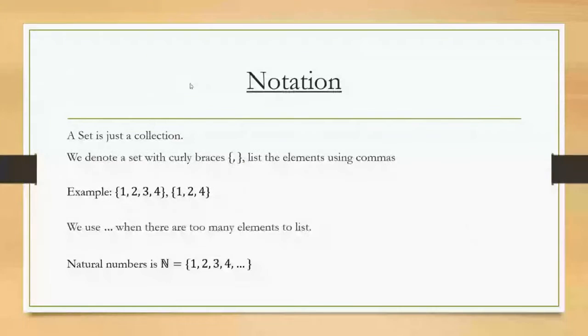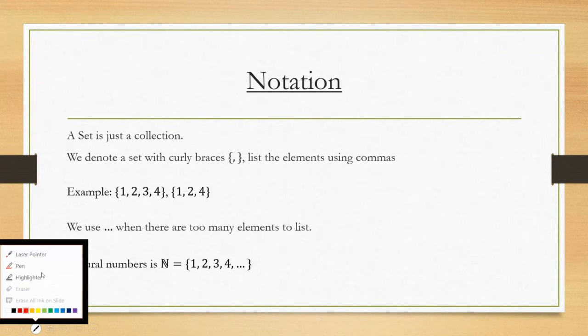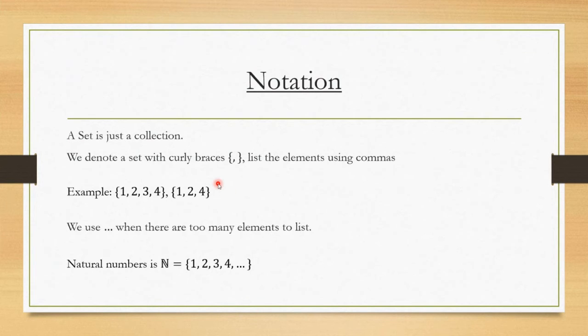Now, there are different ways of denoting a set. The book is actually going into this a lot more than I am. They give a lot of different notation with sets and set theory. The way we will denote a set is just using these curly braces. Basically, you draw these curly braces and you list the elements in the set, separating them by commas, like what I did over here. So here we have a set of the numbers 1, 2, 3, and 4. Here we have a set of just 1, 2, and 4.